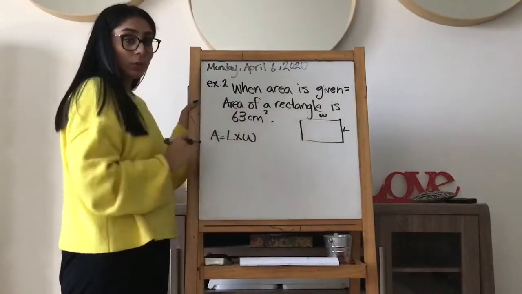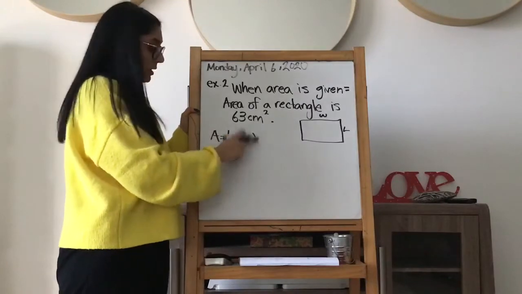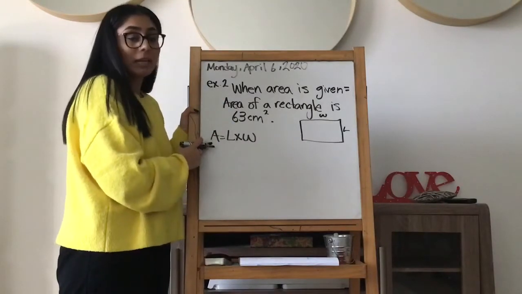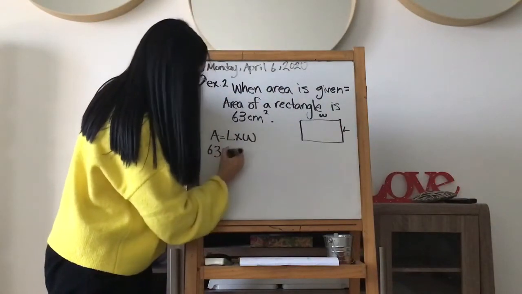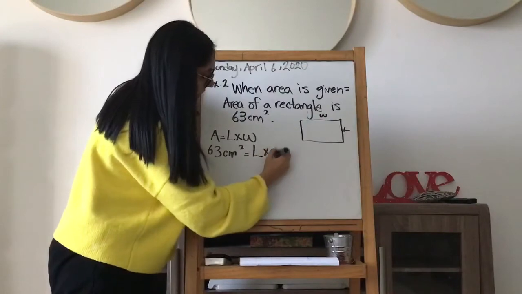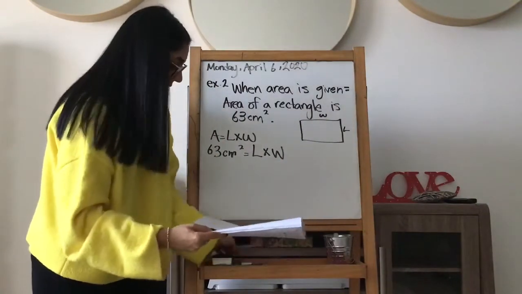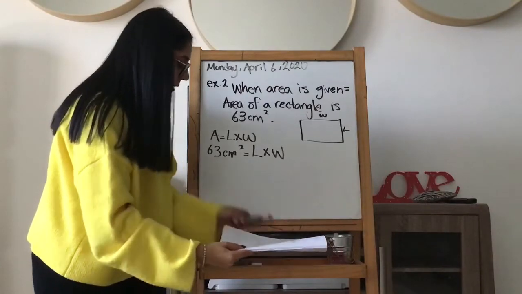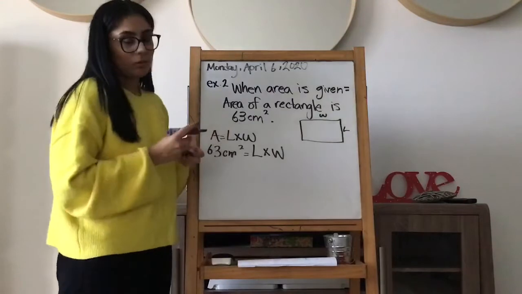What do we know from this equation? Do we know the L? Nope. Do we know the W? Nope. Do we know the A? Do we know what area equals? Yes, we know 63 centimeters squared is equal to something times something. Let's fill it in. Again, now you're just doing your multiplication facts. What two numbers can I multiply together that will equal 63?